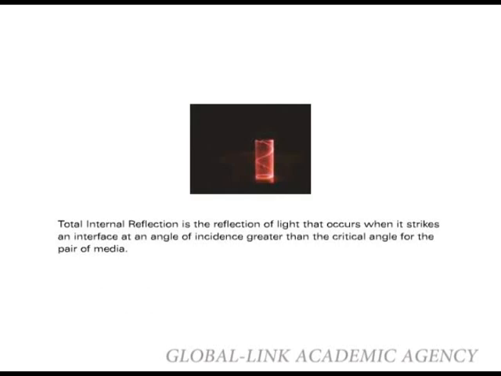Now, finally, we look at the effects of total internal reflection. Now, we have seen that total internal reflection is the reflection of light that occurs when it strikes an interface at an angle of incidence that is greater than the critical angle for the pair of media. Some of the effects of total internal reflection include formation of mirage and the sparkling of diamond. Let's start with the mirage.